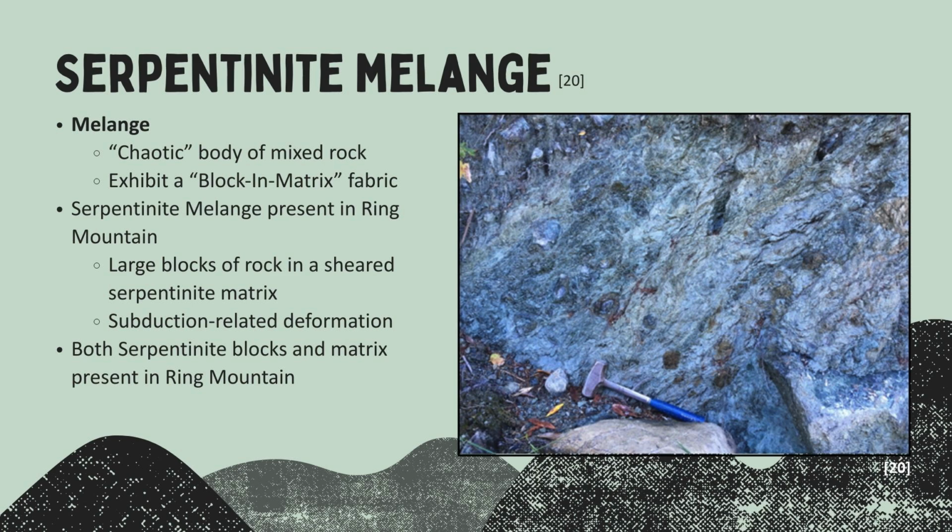The serpentinite melange in Ring Mountain consists of large blocks of serpentinite surrounded by a sheared serpentinite matrix. Brucite and magnetite can also be present in the surrounding matrix. In this case, the sheared, fine-grained serpentinite is resultant from both subduction-related deformation as well as serpentinization. An example of this serpentinite melange can be seen in the photo on the right.